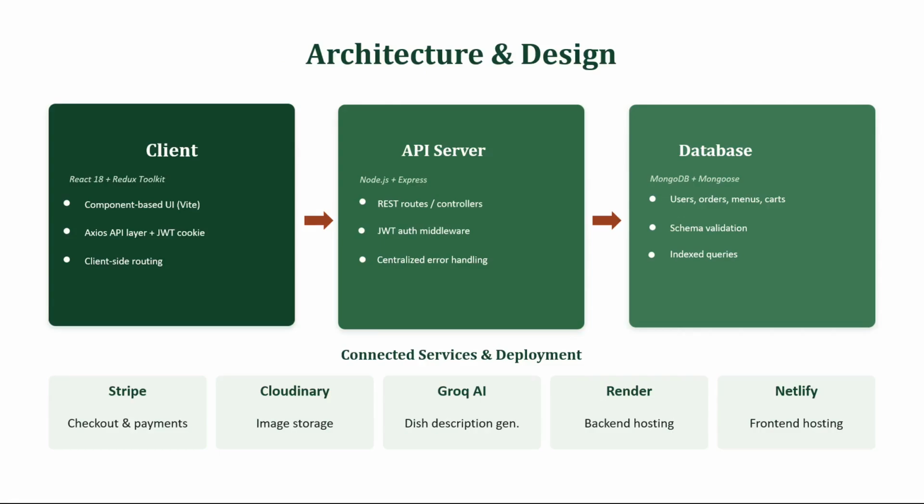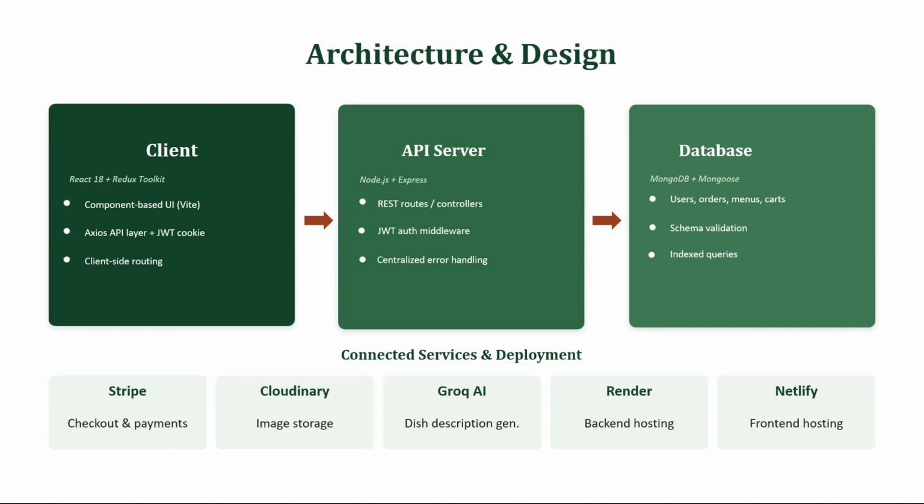Here is how the pieces actually talk to each other. The client, built with React and Vite, sends requests through an Axios API layer, carrying a JWT authentication cookie with every request. Those requests hit the API server built with Express, where they pass through authentication middleware and routes to the right controller. The server then reads from or writes to MongoDB using Mongoose for schema validation.